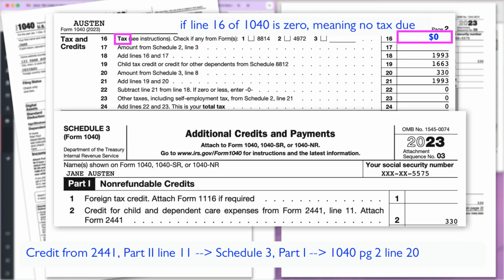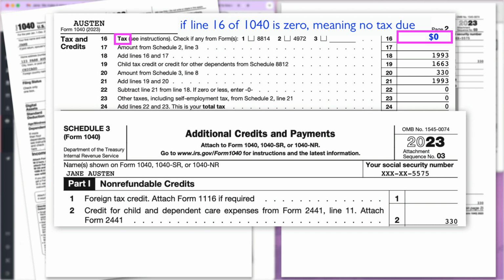If Jane had no tax due, she would not be receiving this amount as a refund because it is a non-refundable credit. It is only up to your tax liability.